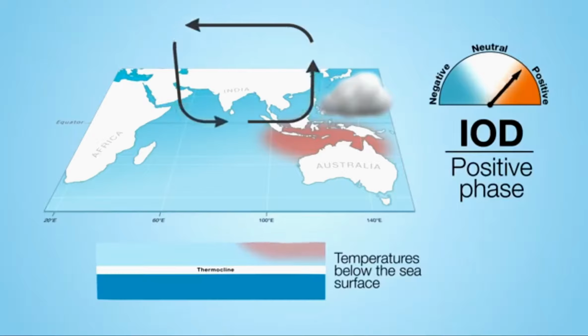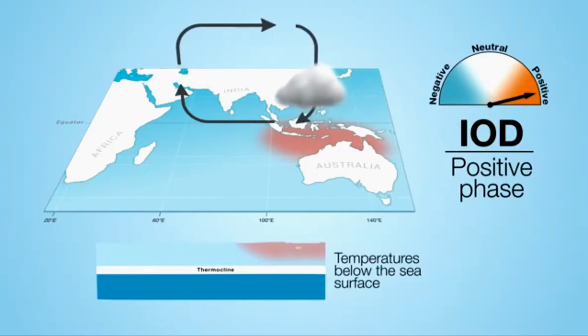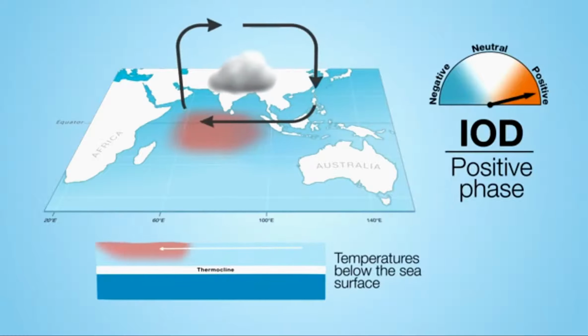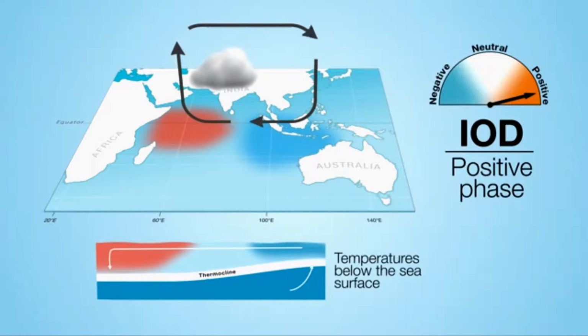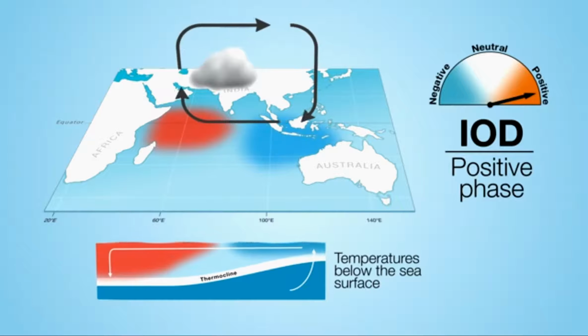A positive IOD phase has the reverse temperature pattern in the Indian Ocean and the opposite effect on Australia's climate. The westerly winds weaken and sometimes easterly winds form, allowing warm water to shift towards Africa. South of Indonesia, these changes in the winds allow cool water to rise up from the ocean depths.